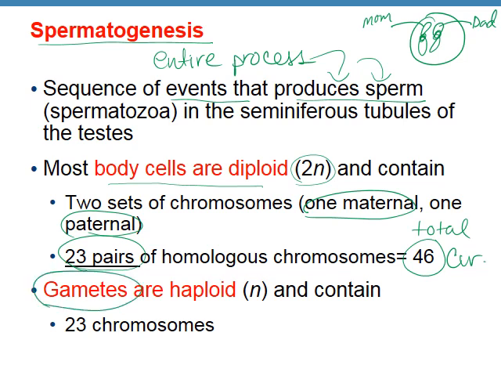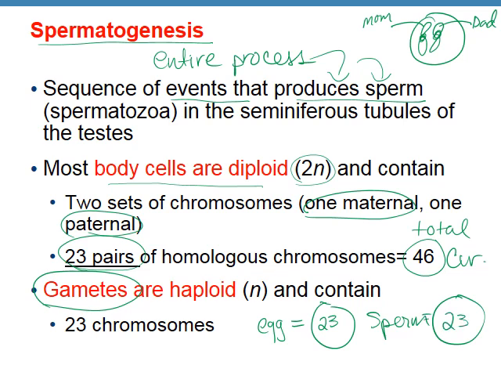We know this because we form gametes that are haploid. So if I look at an egg, it has 23 chromosomes, and if I look at a sperm, it has 23 chromosomes. So that when these fuse together or fertilize, we will end up with one cell that has 46 chromosomes that can grow from a fertilized egg to an embryo to a fetus, eventually to a newborn.